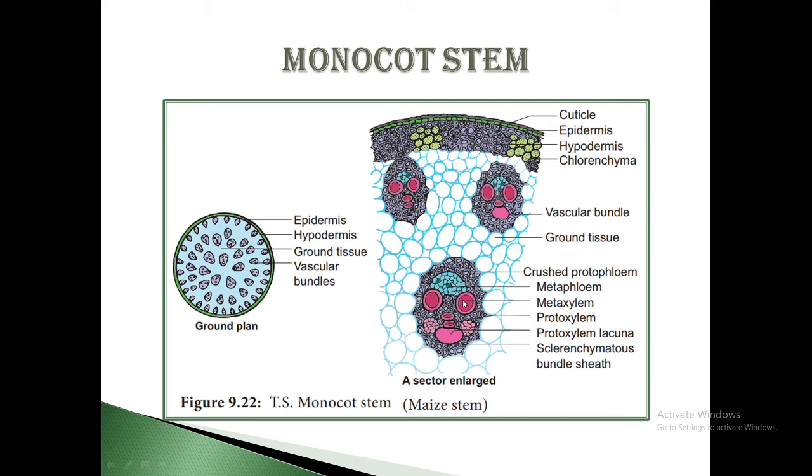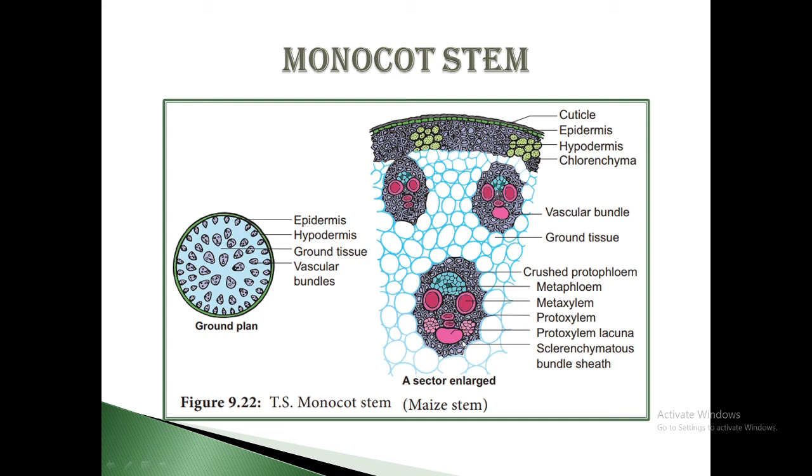This means monocot stem usually does not have secondary growth. Each vascular bundle is more or less completely surrounded by a sheath of sclerenchyma. This is the sclerenchymatous sheath. If the vascular bundle is surrounded by the sclerenchymatous sheath, it is known as the bundle sheath, which is particularly well developed on the side towards the center and towards the periphery of the stem.